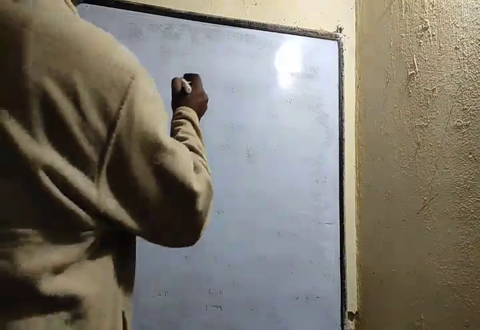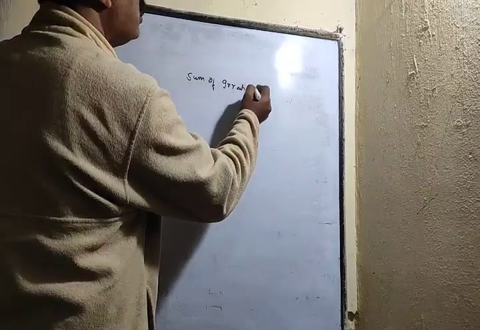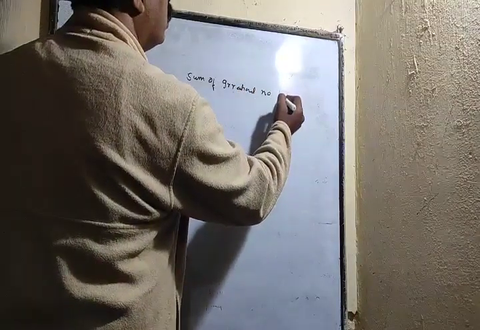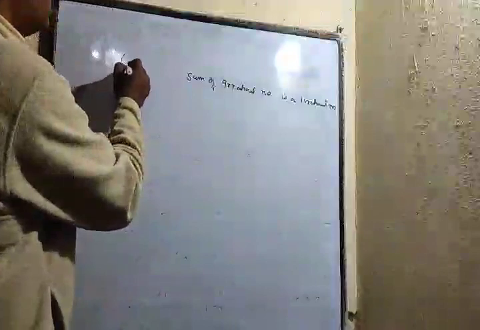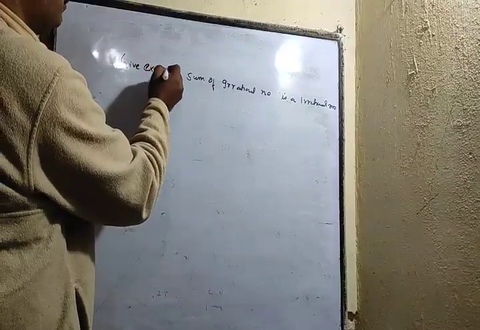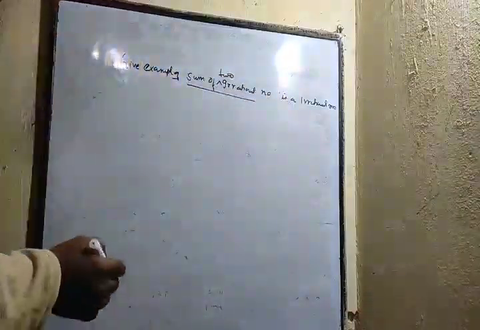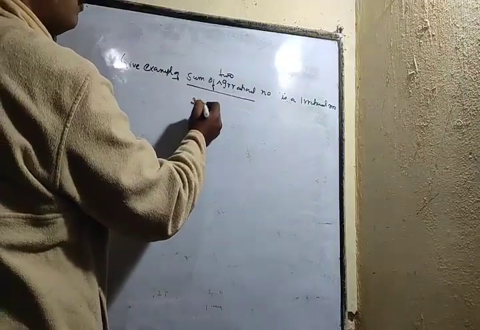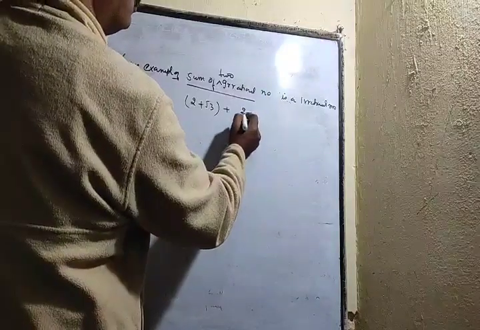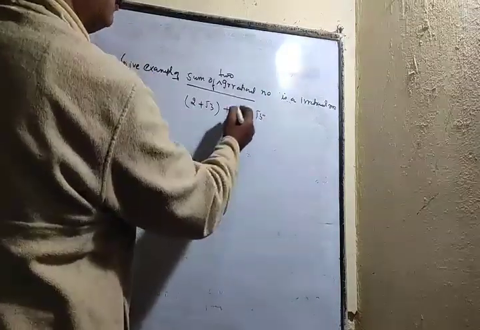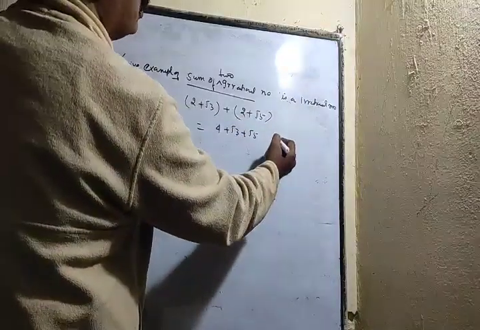Next type of sum can be: the sum of irrational numbers is an irrational number. You have to give an example. Give an example of two irrational numbers whose sum is irrational. So consider one is 2 plus root 3 and another is 2 plus root 5. If you add both of them, it will come out as 2 plus 2, that is 4, plus root 3 plus root 5. So we'll get an irrational number.